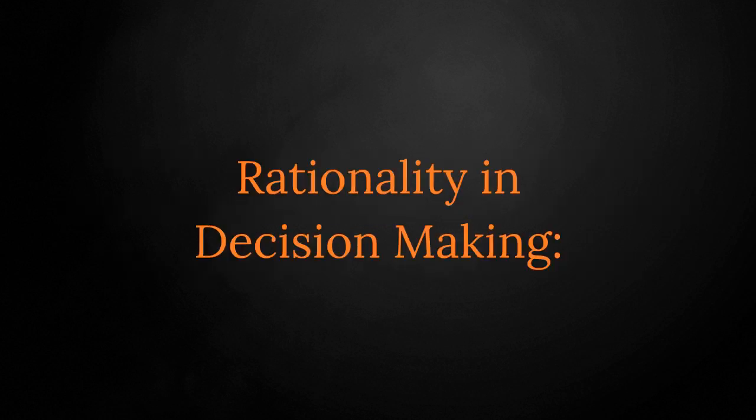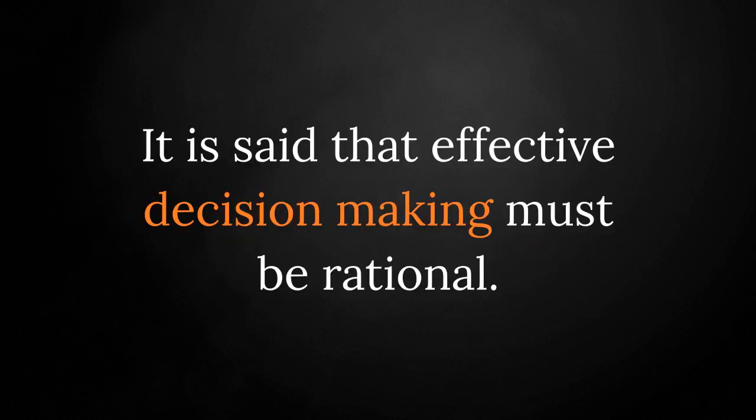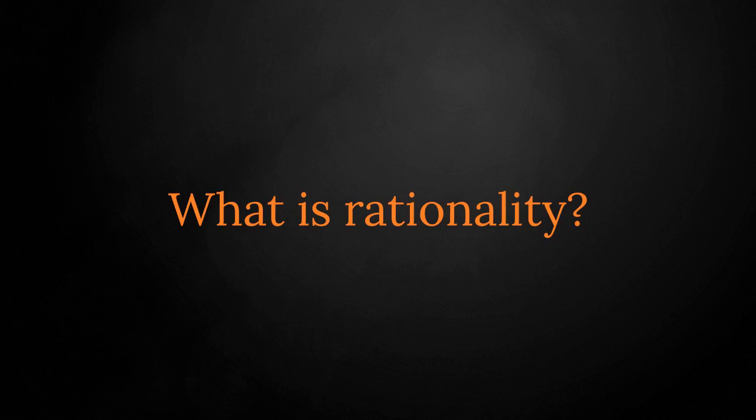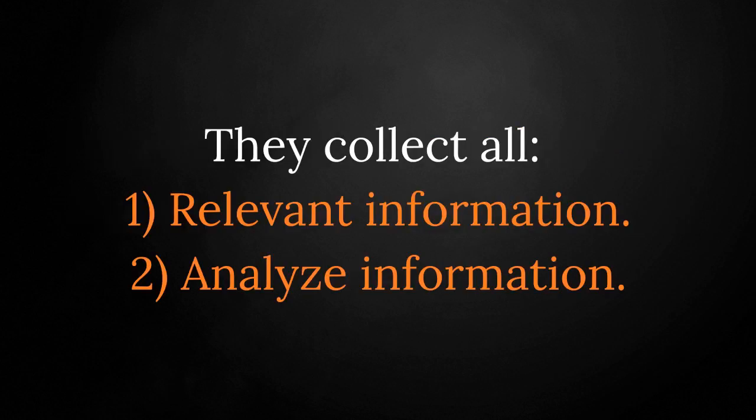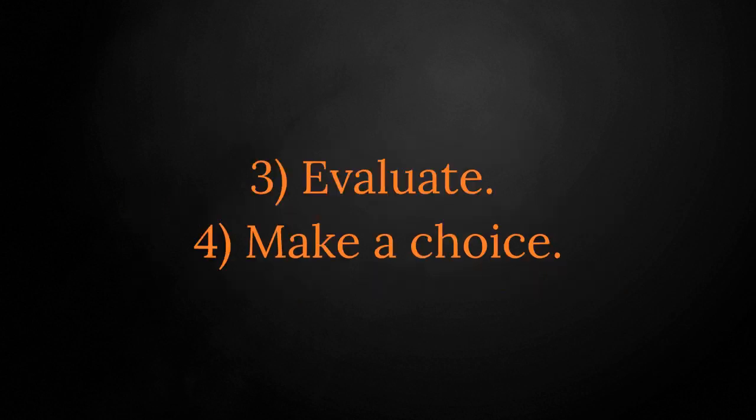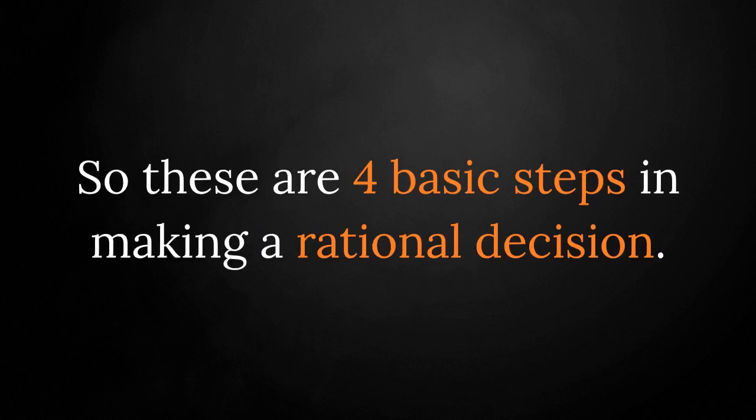Rationality in decision-making. It is said that effective decision-making must be rational. What is rationality? People deciding rationally are attempting to reach goals in a systematic way. They collect all 1. Relevant information. 2. Analyze information. 3. Evaluate. 4. Make a choice. So these are 4 basic steps in making a rational decision.